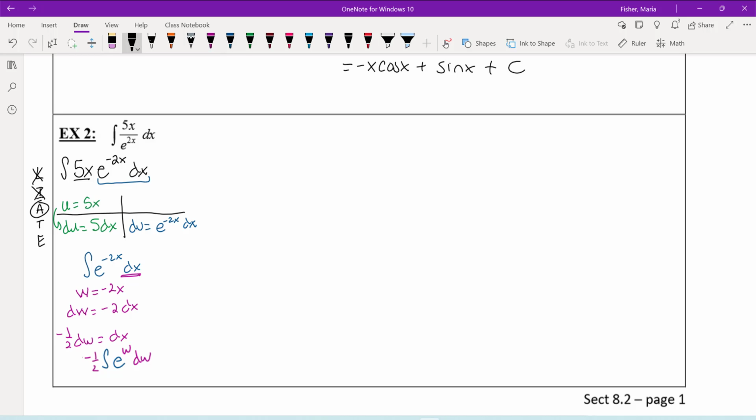We would integrate that and we would get negative 1/2 e to the w plus c, which in this case is just negative 1/2 e to the negative 2x plus c.